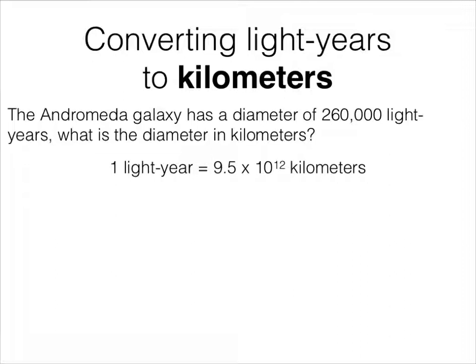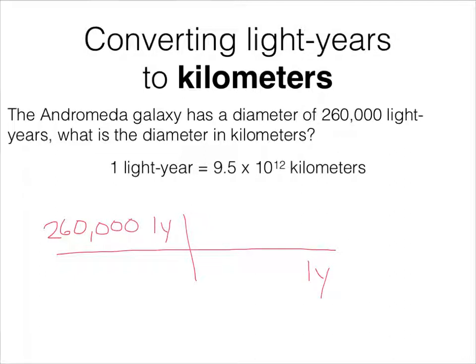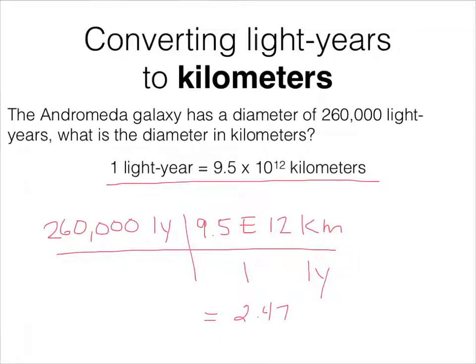Now, if we want to use kilometers instead of miles, this calculation is going to be done in a similar way. The Andromeda galaxy has a diameter of 260,000 light years. What is the diameter in kilometers? And so we draw our T-chart. We have 260,000 light years as our starting information. We copy light years down in the bottom quadrant. We want to change it into kilometers. And note, remember, this is a slightly different value. 1 light year is 9.5 times 10 to the 12th kilometers. And so after we're finished with our calculation, this is equal to 2.47 times 10 to the 18th kilometers.